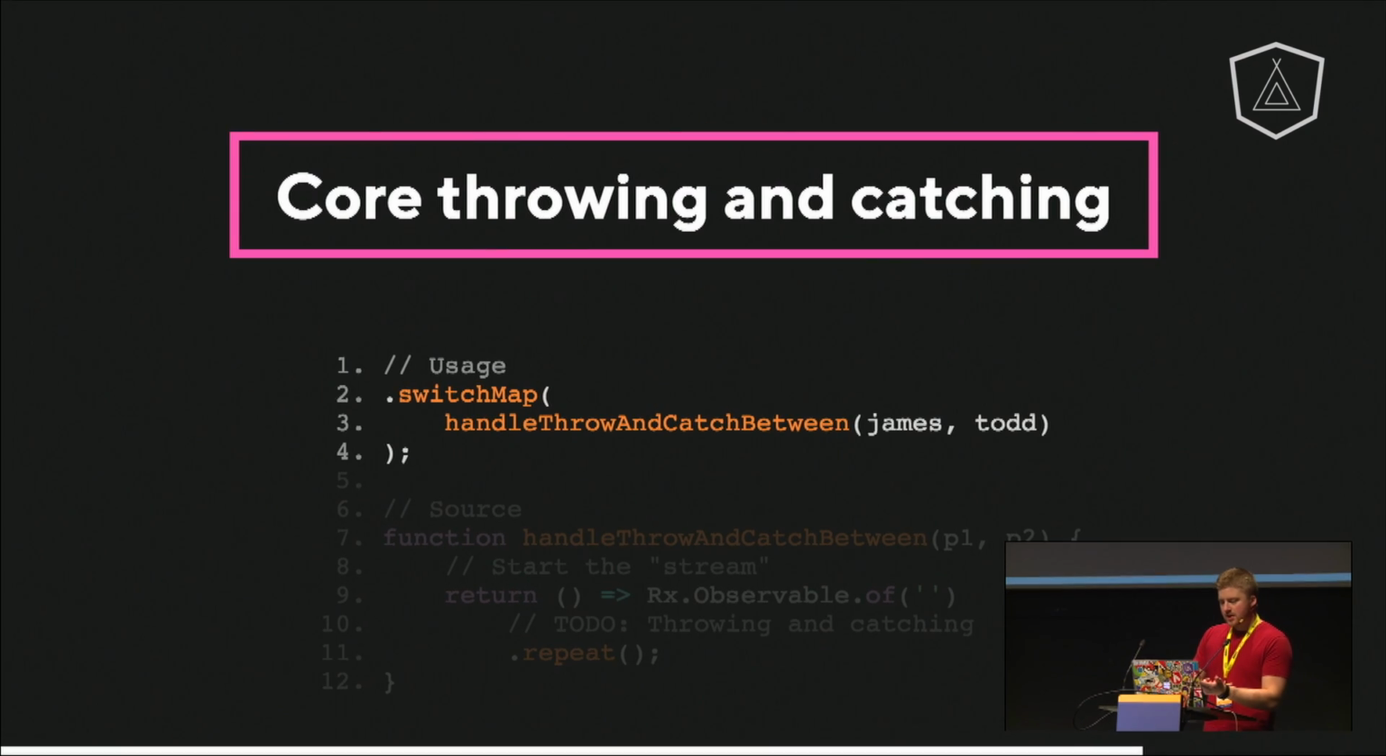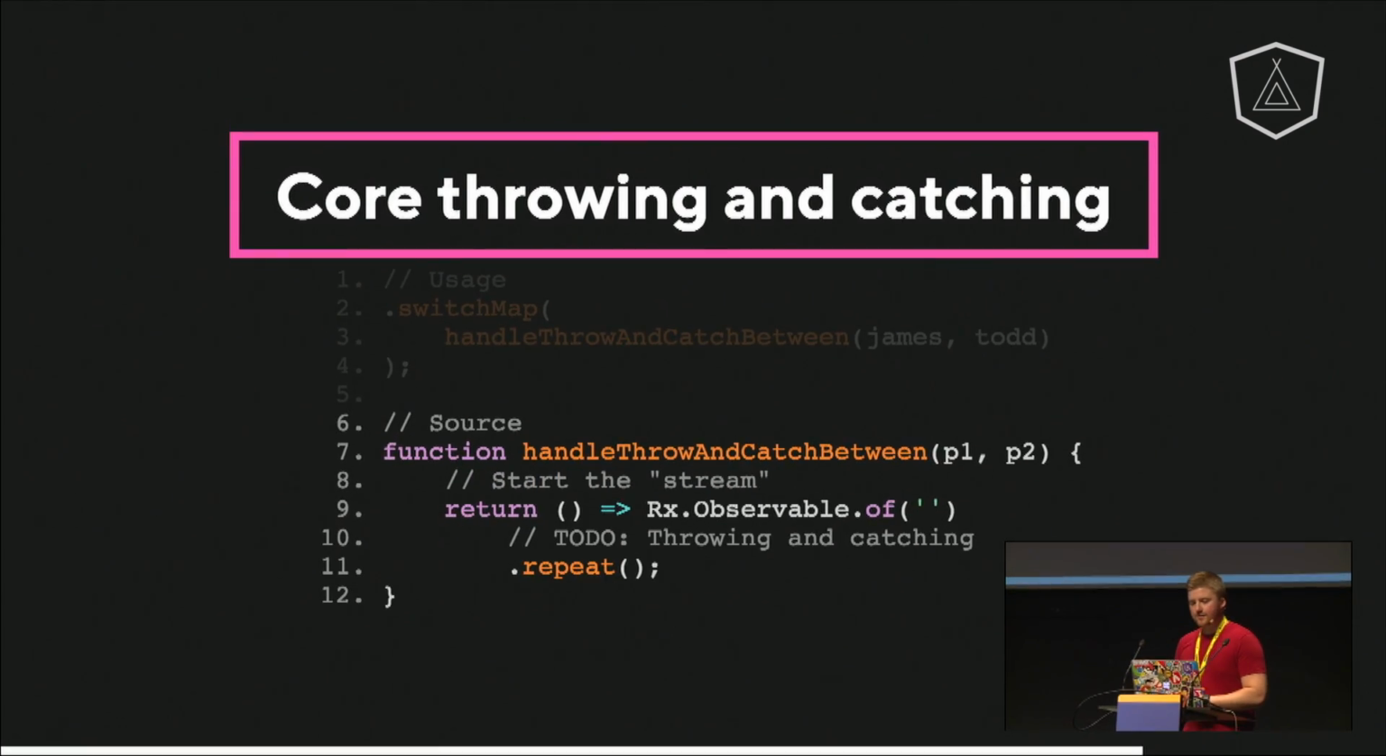So this was our usage. How do we actually define handle, throw, and catch between? In the reactive world, we still need the ability to pass in our players as dependencies. So we've got player 1 and player 2, just like with the imperative example. But this time, we're going to be starting a stream. And because we don't really care about the value, a common convention is to just use an empty string as a way of starting a stream that you don't care about that initial value. So we're just going to start that stream off.